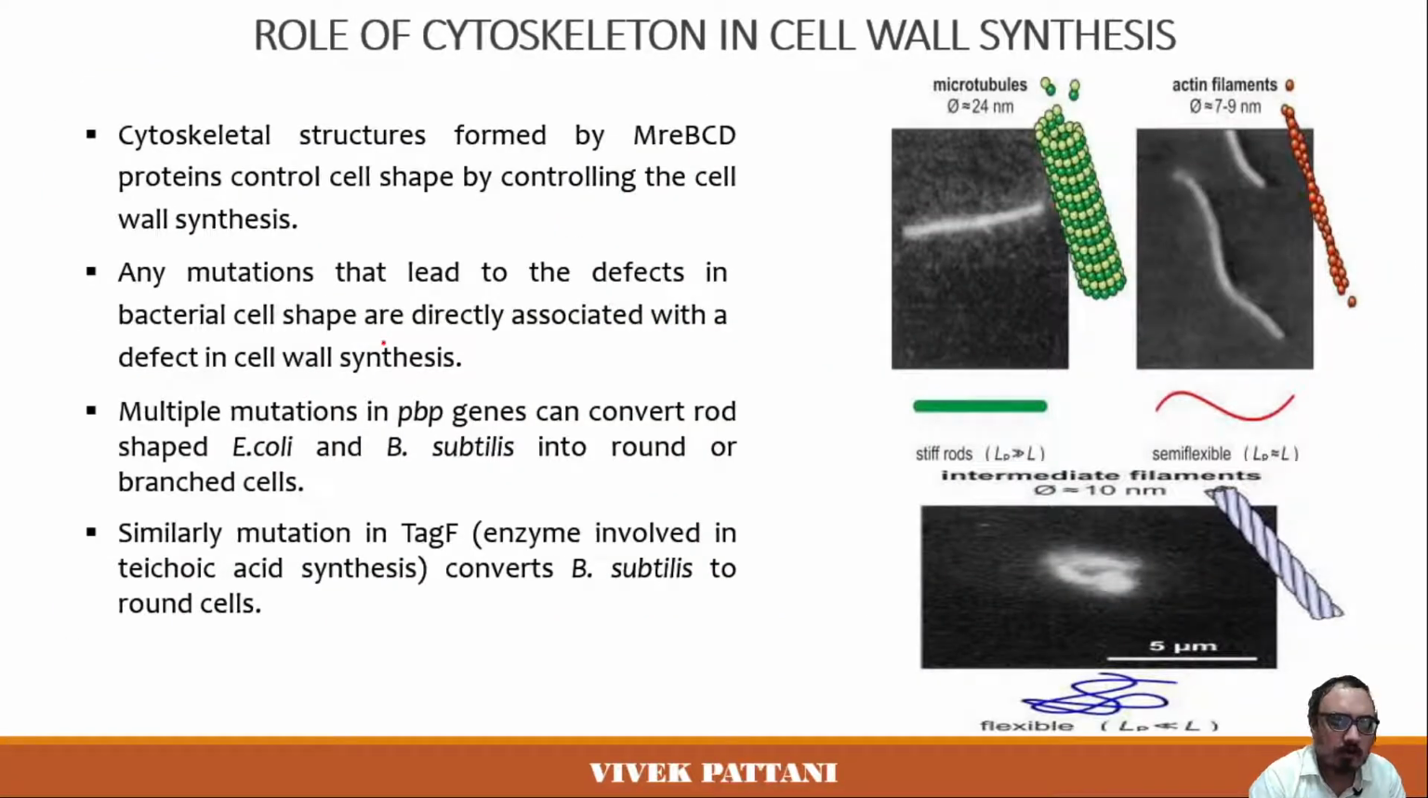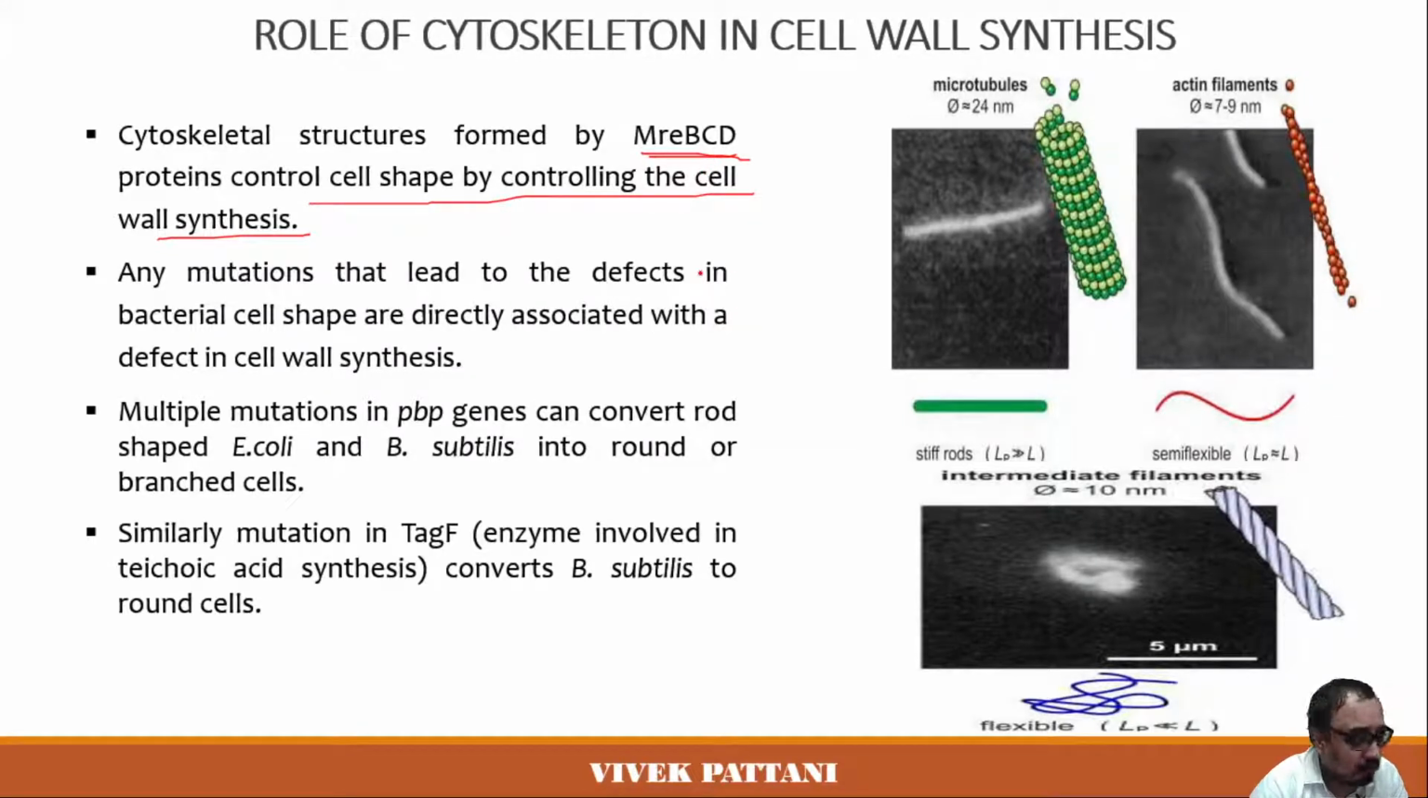So what is the role of the cytoskeleton in cell wall synthesis? There are also various enzymes, which you will study more in your master's degree, so I'm not going to discuss the enzymes and genes. The cytoskeletal structures formed by the MreBCD proteins control the cell shape by controlling the cell wall synthesis. So these proteins basically help in controlling the shape of the cell by controlling cell wall synthesis.